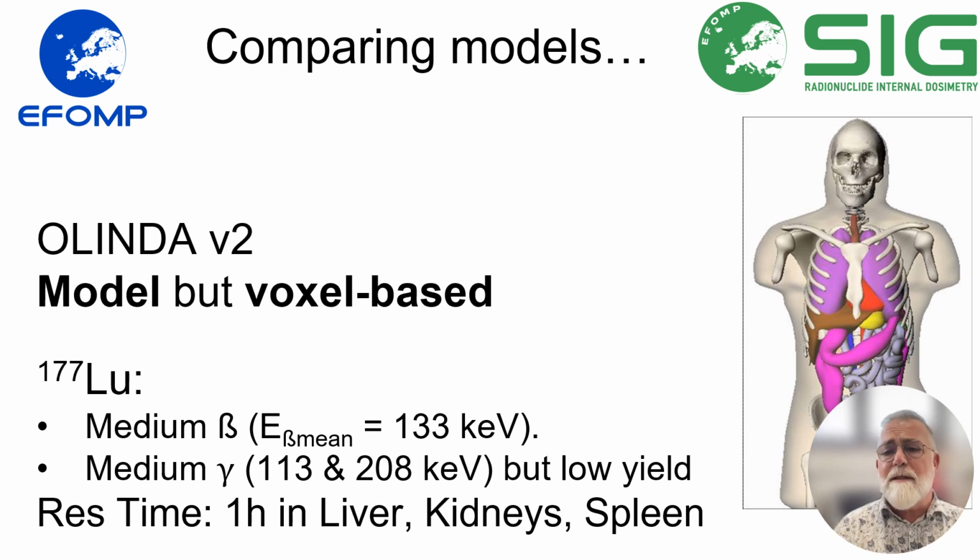So in that specific example, and I don't claim it's a realistic example, we selected a residence time, so time integrated activity coefficient, of 1 hour in liver, kidney, and spleen. So the point is to compare the results obtained, to analyze the results obtained.